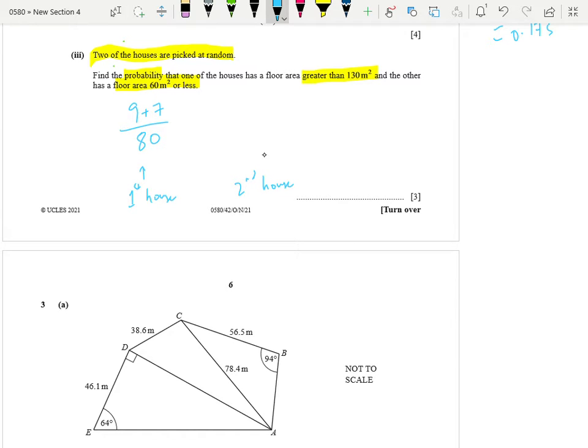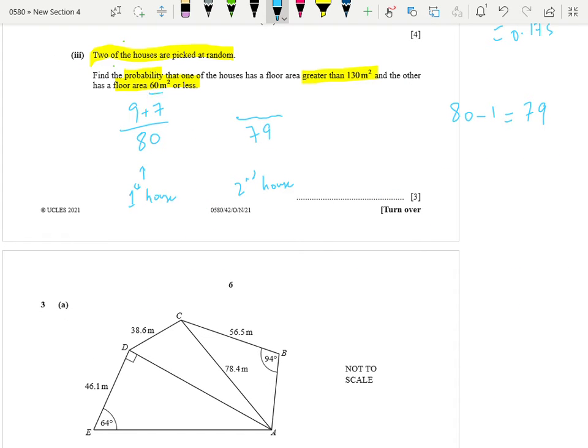Okay, do keep in mind that when you are picking up the first house, you have picked up the first house, so now you do not have 80 houses remaining to pick from for the second house. Rather, you just have one house gone, so you just have 79 options. 79 is going to be in the denominator for the second house. And what about the numerator? Let's go back to the table.